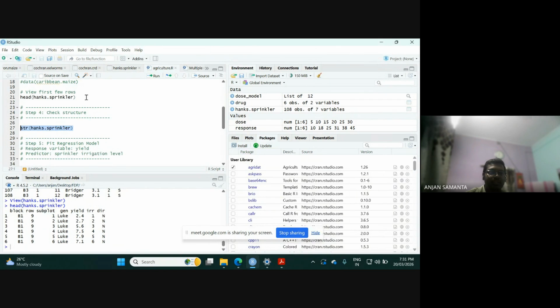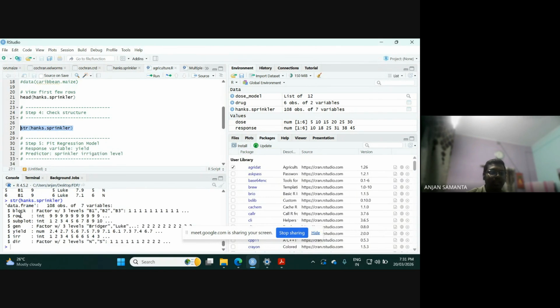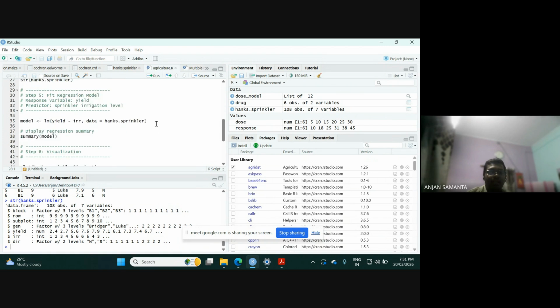The structure you can check by running str. You will get a brief structure of how many parameters there are and what the features are. So there are 7 variables and 108 observations. And again, the code is lm, the linear model. Now, if you do the regression with yield and irrigation, it is a simple regression. But there are other parameters as well, correct? So there is a gen parameter. If I want to use that as an input, what do we need to do?